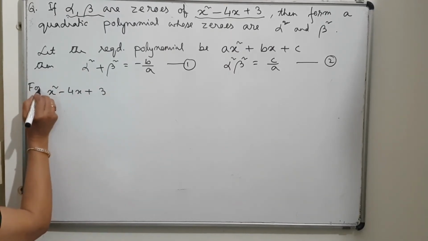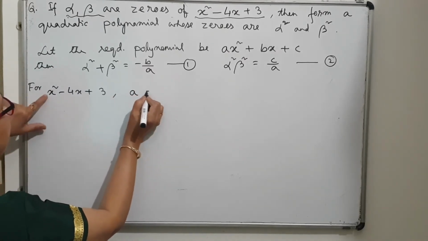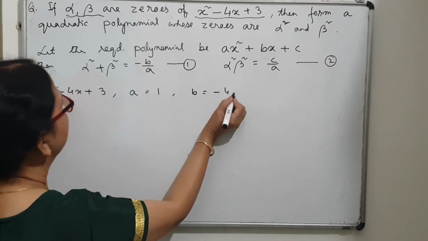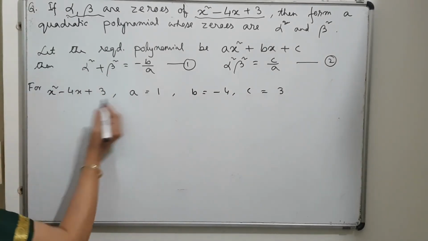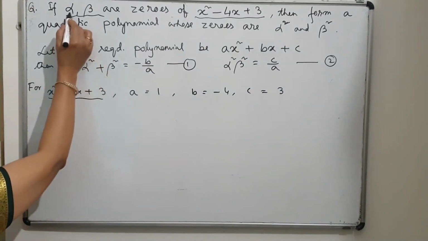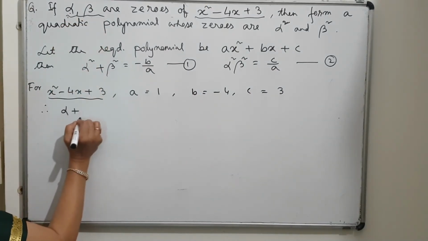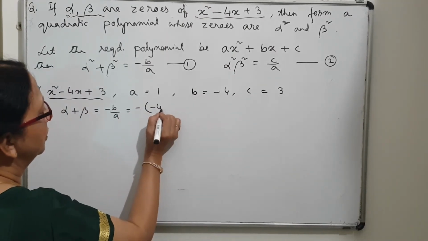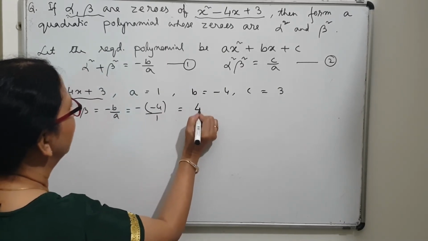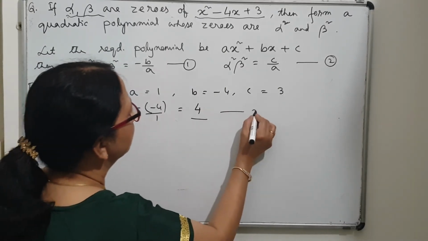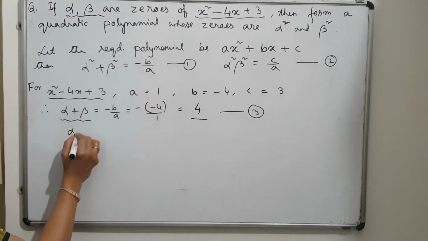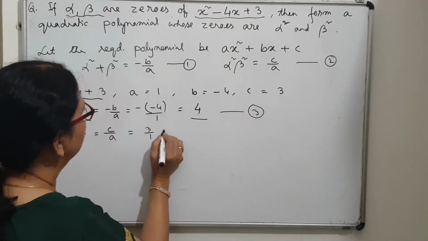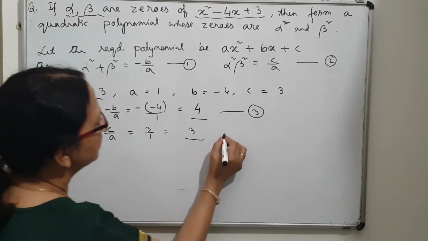So for this polynomial, what are the values of the coefficients? A is the coefficient of x square, 1. Then b is the coefficient of x, minus 4, and c is the constant. So the sum of the zeros of this polynomial will be minus b upon a. So that is minus of b, which is minus 4, a is 1. So this is 4. So alpha plus beta is 4, equation 3. Then the product of the zeros, c upon a. C is 3 by 1. So that is 3. So alpha beta is 3. This is the other equation.